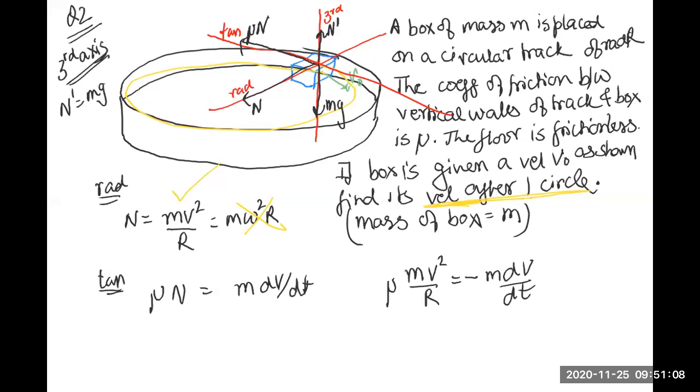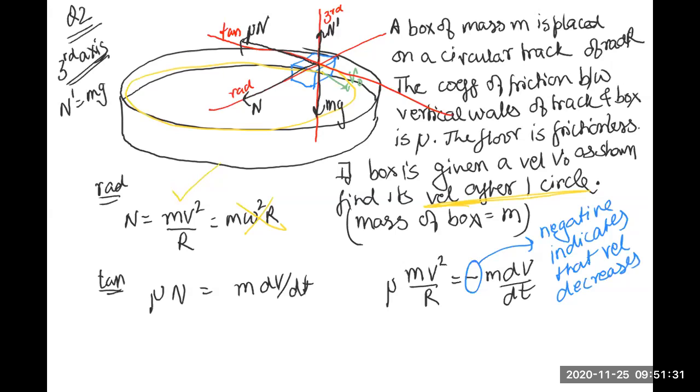In fact, there should be a minus sign here, but I'm not going to draw it here. I'm going to make this here. Right? So negative sign indicates that velocity decreases with time, or that friction is opposite to velocity. m or m cancel out हो गया, right? And I get a very simple equation, that is mu v square by r is equal to minus dv by dt. But I don't want dv by dt. No.